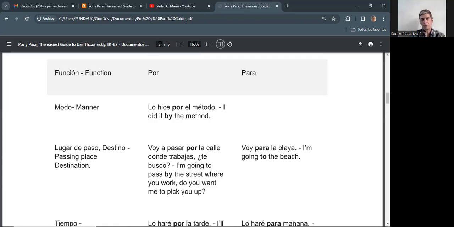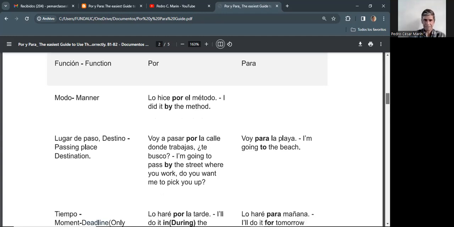Now, the way we do something, manner, meaning that I did it following the instructions. Lo hice por el método. That's the way I did it. Maybe lo hice feliz. Also, that's the way I did it. So in this case, we are going to use only por. As you can see, no place for para.